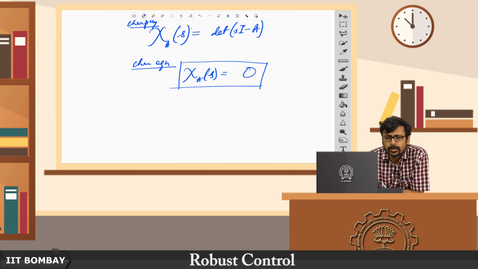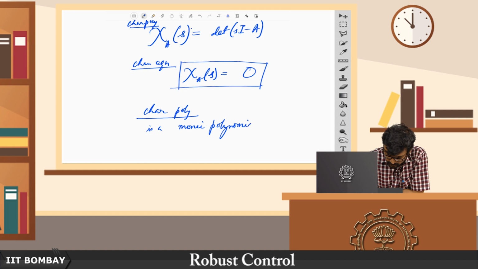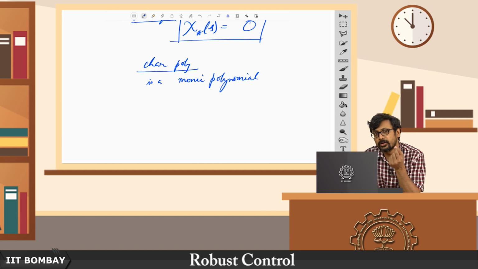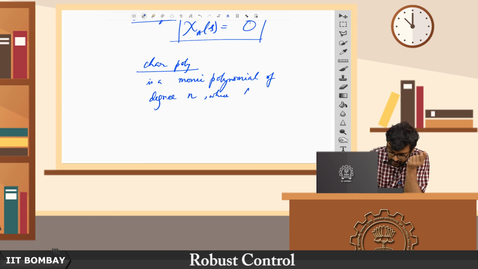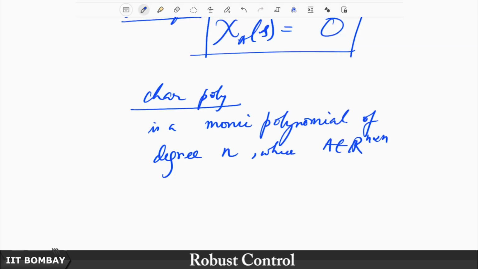What do we know about a characteristic polynomial? The characteristic polynomial of a matrix is a monic polynomial. Monic polynomial, what do I mean by that? The coefficient of the highest degree is unity, of degree n, where A is of size n cross n. Yeah. So, obviously a monic polynomial of degree n, if a polynomial has degree n, it has n roots. Yeah, and those n roots are exactly the eigenvalues as we have discussed earlier, right. This is just a reprise of what we have already gone through while discussing matrices.